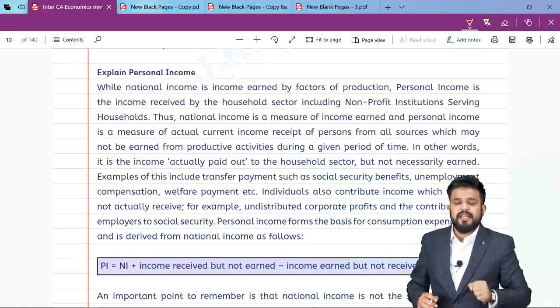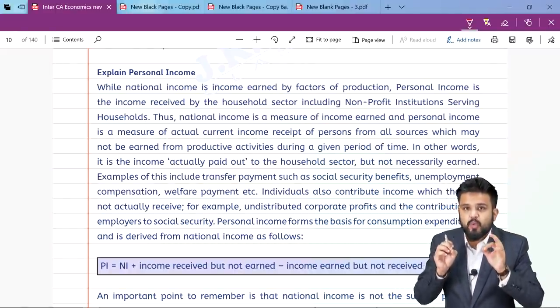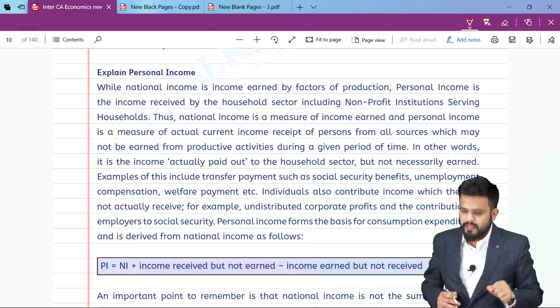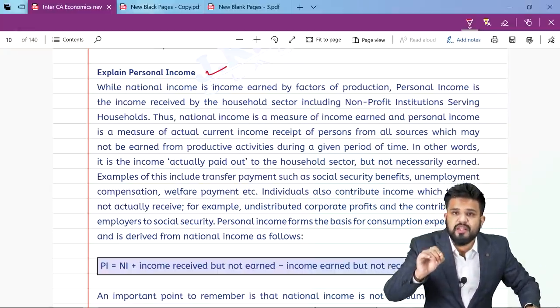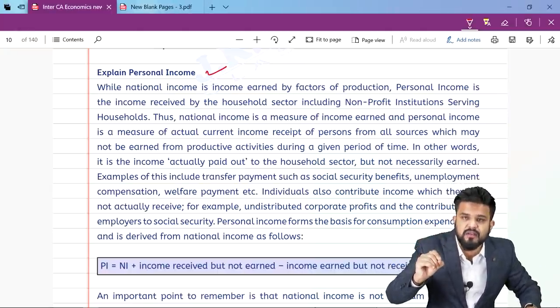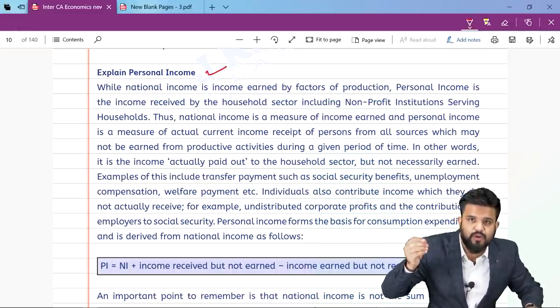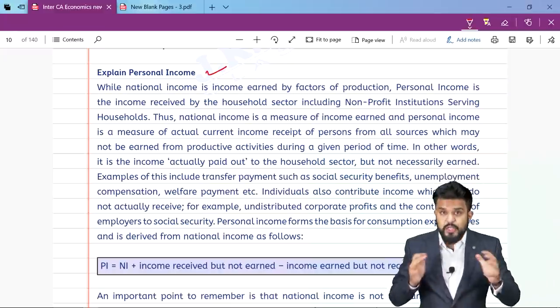Now, students, let us understand quickly what personal income is. There can be one question based on personal income. It can be a numerical sum or maybe a theory. Now students, national income was income earned by all factors of production. That was rent added, wages added, interest added, profit added, mixed income added.